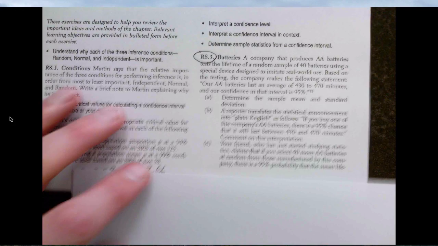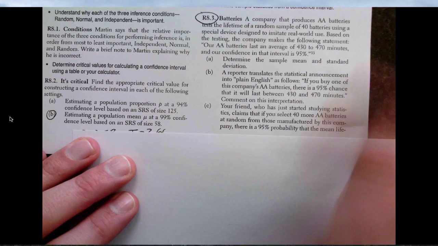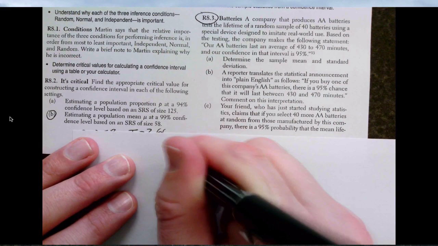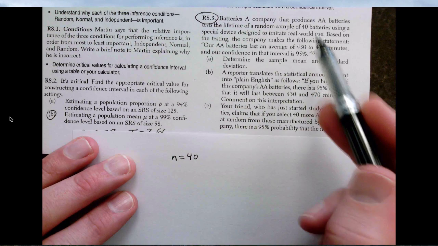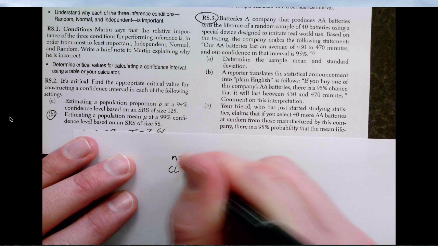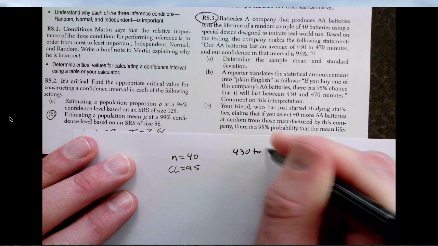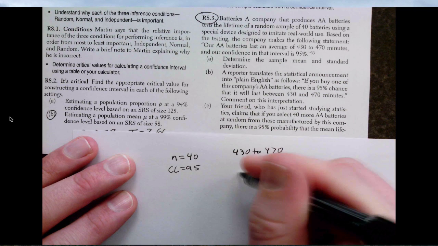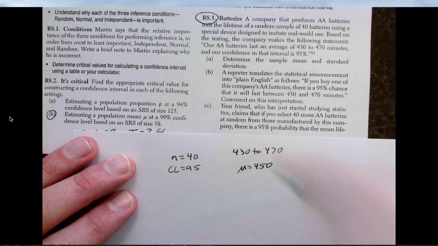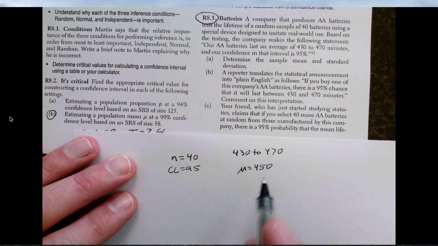So in this problem, what we would have to do is first we recognize that there are 40 in a sample, and in this case we have confidence level 95% and an interval of 430 to 470. Okay, so directly in the center of that is the mean. All confidence intervals are centered at the mean. So we just have to figure out the middle of those two. You could add them together and divide by 2 would be one way to find it.